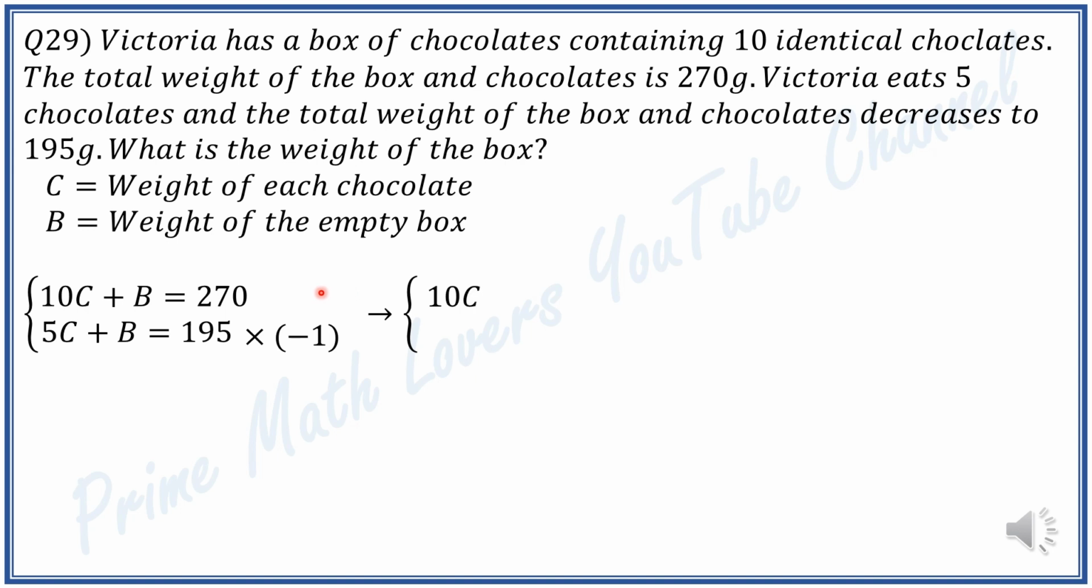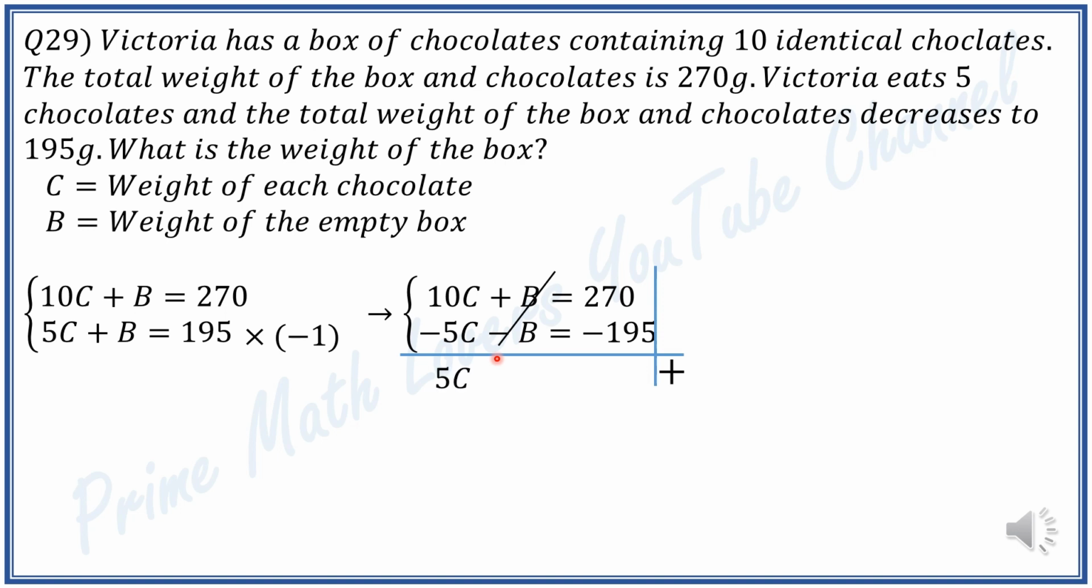resulting in 10C plus B is equal to 270, and minus 5C minus B is equal to minus 195. Then we add these two equations together. The plus B from the first equation cancels the negative B in the second equation, leaving us 10C minus 5C is equal to 270 minus 195, or 5C is equal to 75.